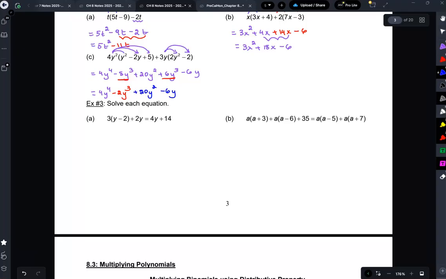Okay, now these are equations, right? So for the first time now there is an equal sign somewhere in the middle. So what I'm going to do is I need to solve it so that I end up with y equals a number. So I'm going to work the left side first, distribute the 3. 3 times y minus 3 times 2 is negative 6 plus 2y equals 4y plus 14. Now, here I can just combine the 3y and the 2y and I get 5y minus 6.